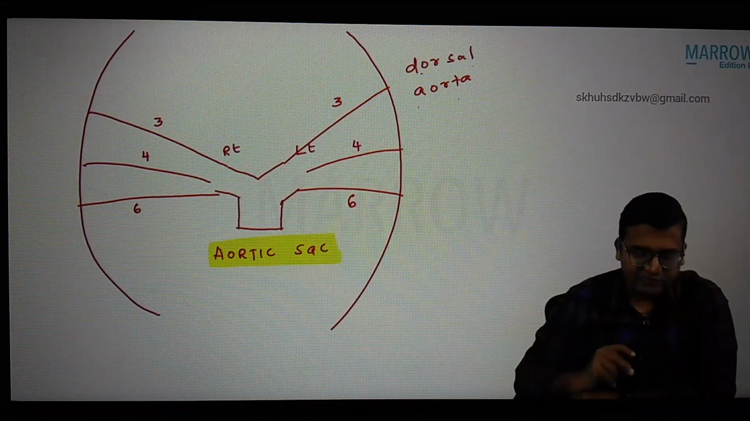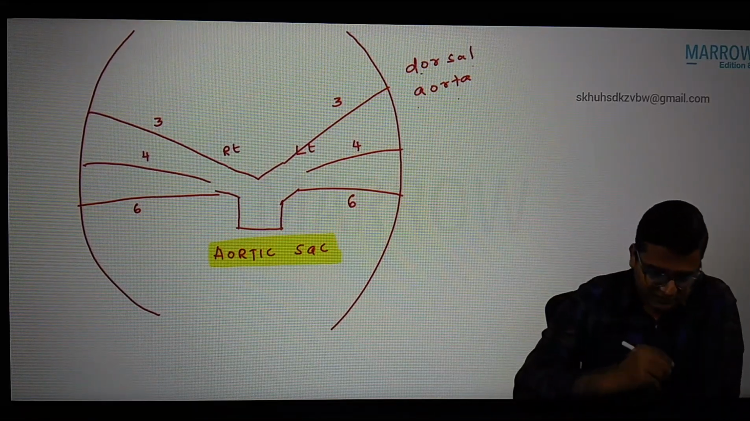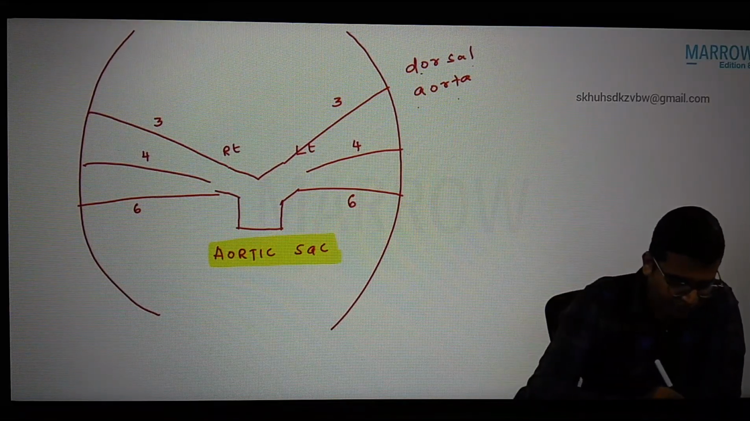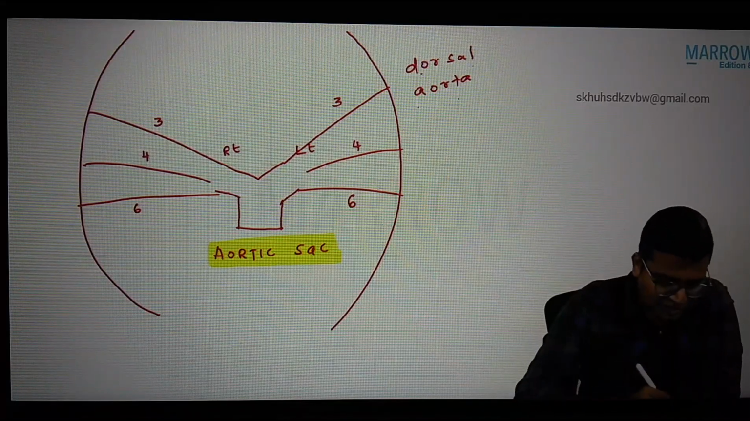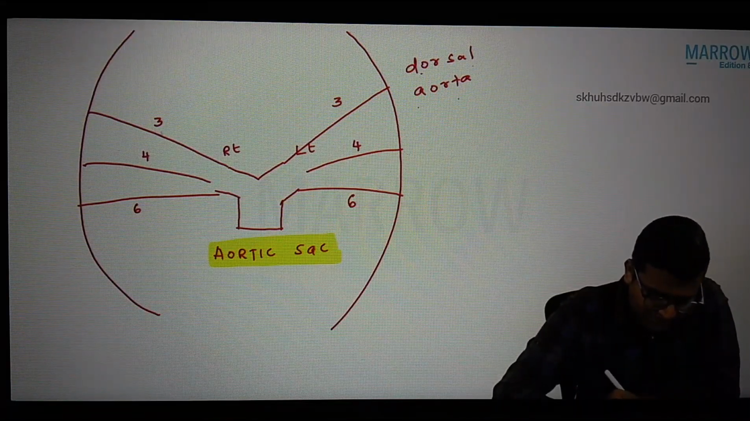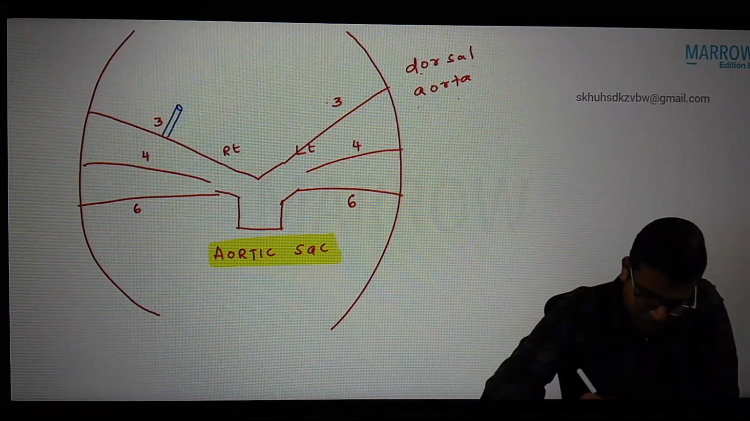Right. Now come to the diagram. Now we're going to start the discussion with the third arch artery first. Now in the third arch artery, the carotid bud will be developing here like this. This is the carotid bud.